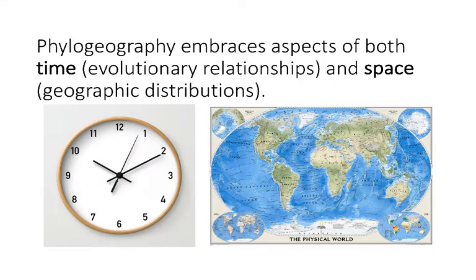So really, phylogeography embraces these aspects of both time, which is time in the sense of evolutionary relationships, and space. Space being geographic distributions across different geographic sites. And so really, by comparing evolutionary relationships of genetic lineages to their geographic locations, what we can do is understand which factors influenced their distributions of genetic variation. So that's really what we're interested in.